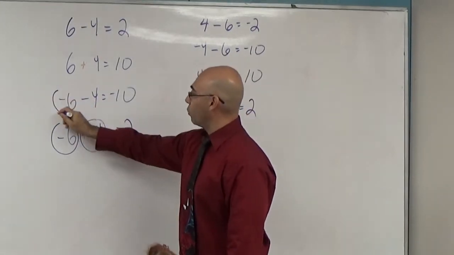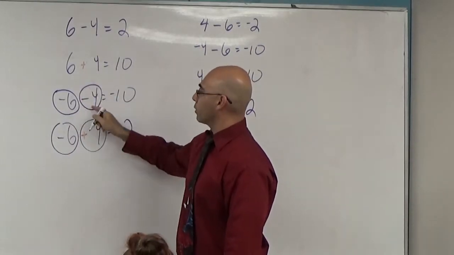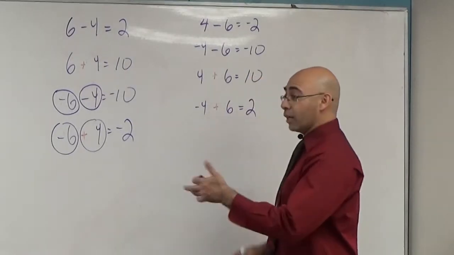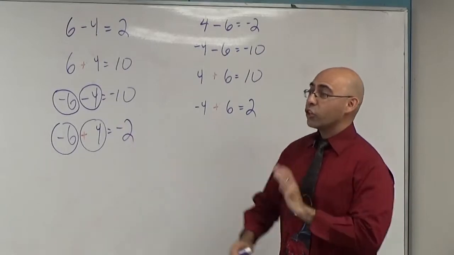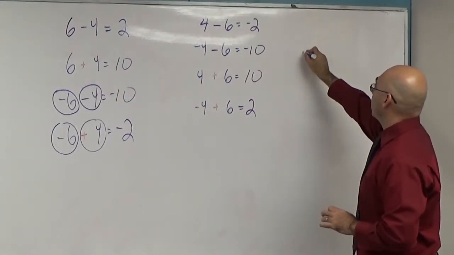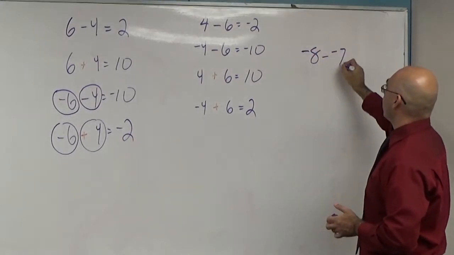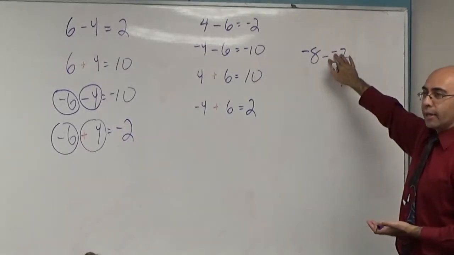Here, same idea. You owe somebody $6. You owe somebody else $4. You owe a total of $10. So when it comes to these problems, this is basically the same thing as adding. The only tricky part is if you would have something like, say, negative 8 minus a negative 7. The only tricky part is when you have two minus signs.